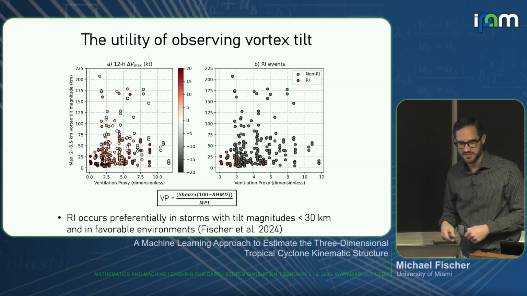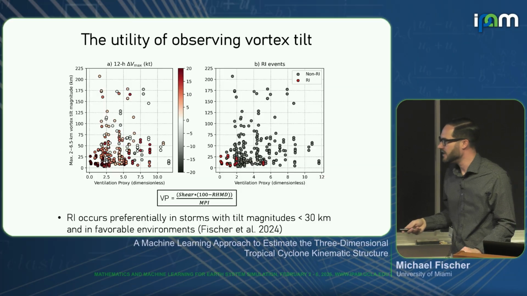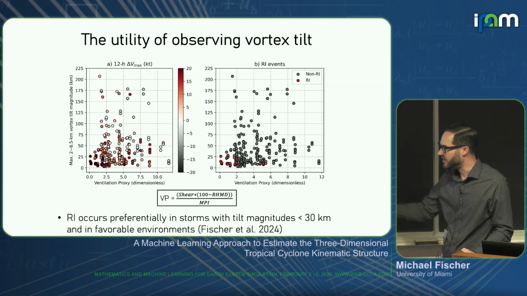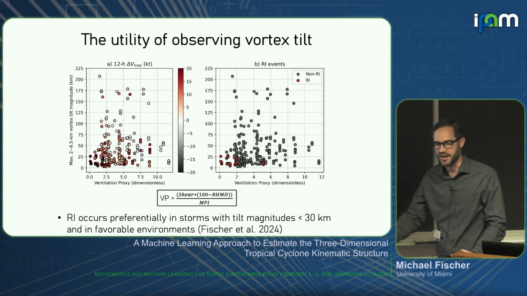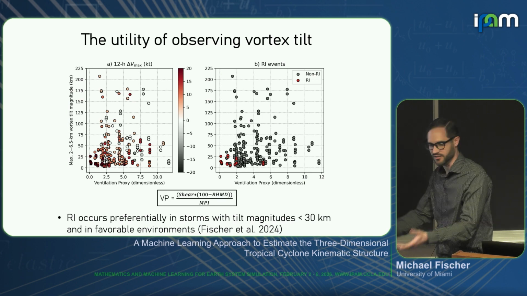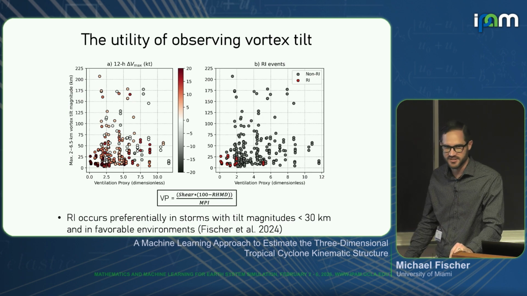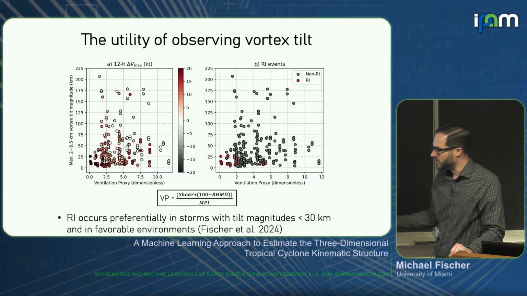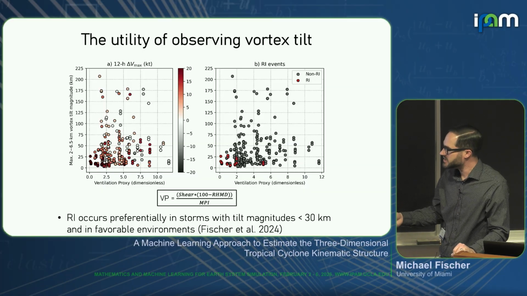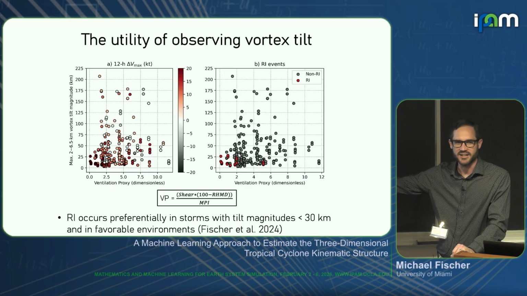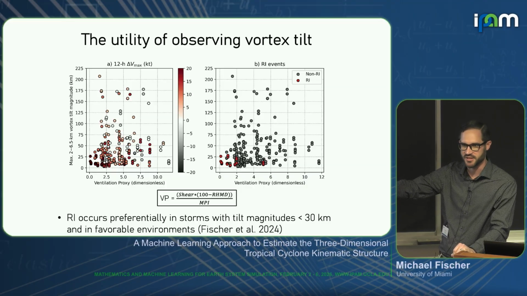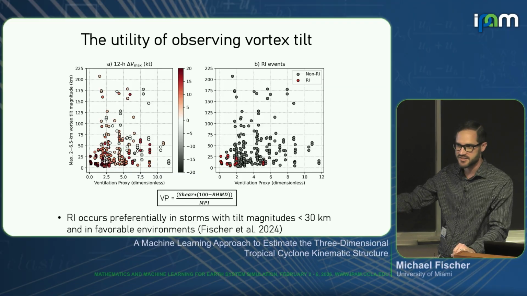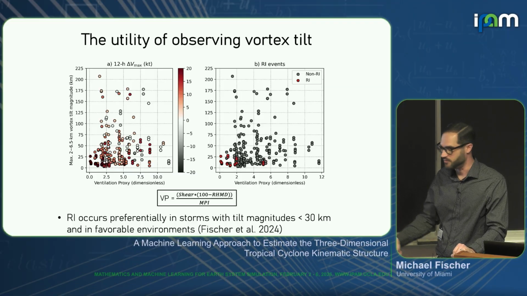And the x-axis is this measure of environmental favorability that I call the ventilation proxy. It's defined there. Basically, larger values are associated with less favorable environments, or a greater intrusion of low-entropy environmental air into the TC warm core, whereas smaller values are more favorable. So you can see that in the left panel, you see more red dots. Greater rates of intensification occur preferentially in the bottom left portion of the parameter space. So in more favorable environments and in storms that have smaller vortex tilt magnitudes.